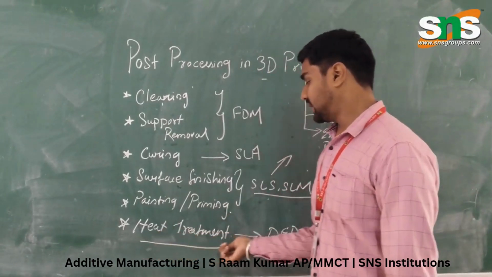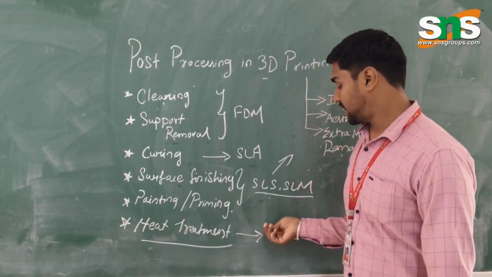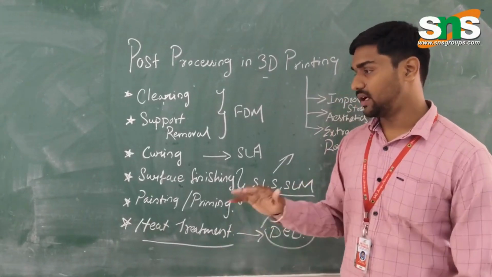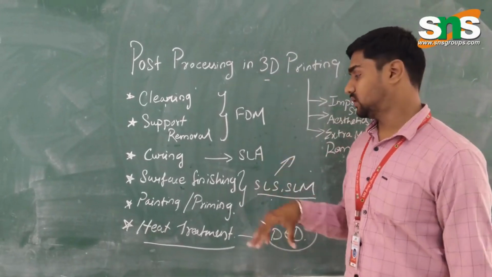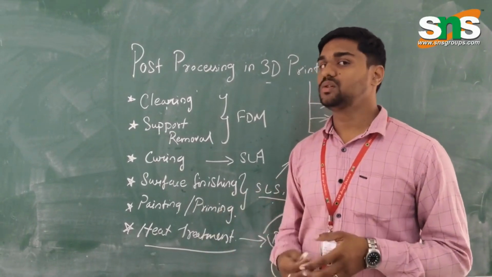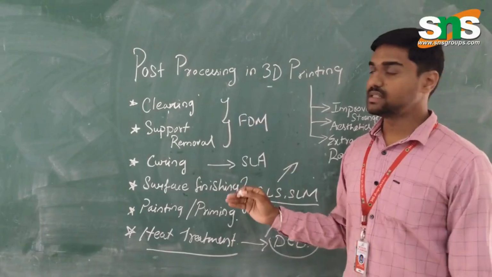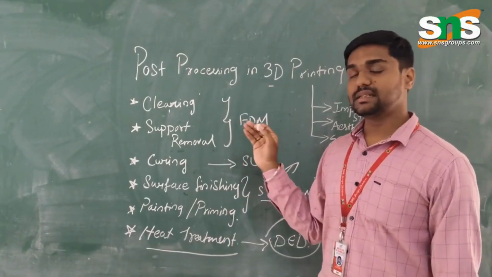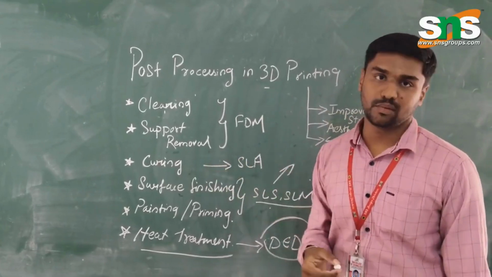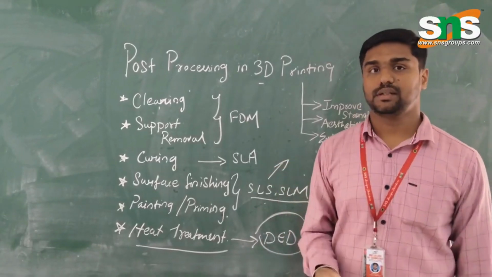And also coming to heat treatment. Heat treatment is applied in direct energy deposition. In direct energy deposition, the metal powder is fed along with the laser path. With heat treatment, the unwanted, unsupported material can be easily removed. So these are the main post-processing techniques through which the 3D printing industry is running. If we can reduce these post-processing techniques in additive manufacturing technology, it is the most welcome improvement in the mass production area.